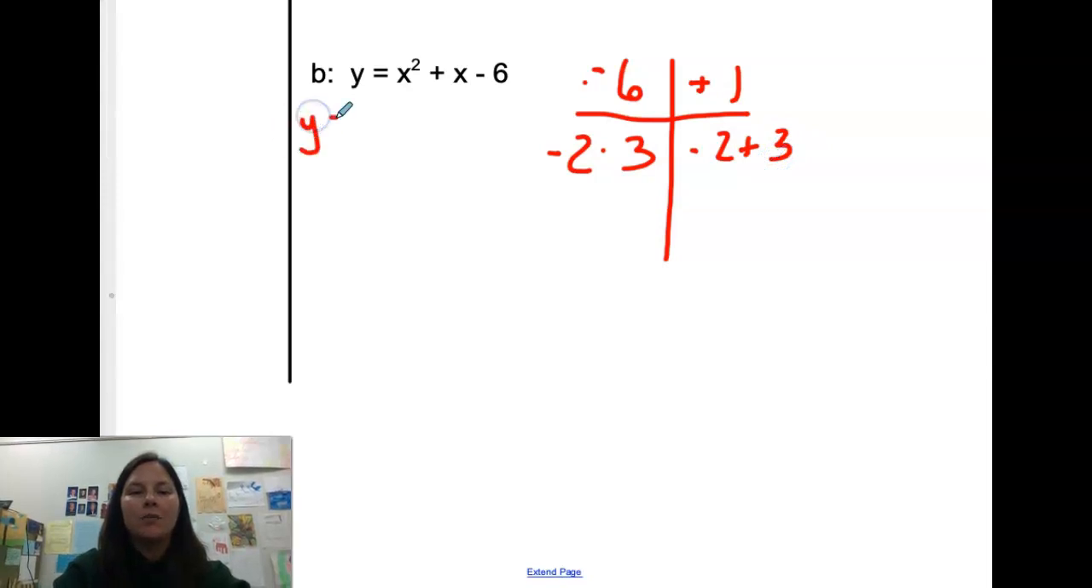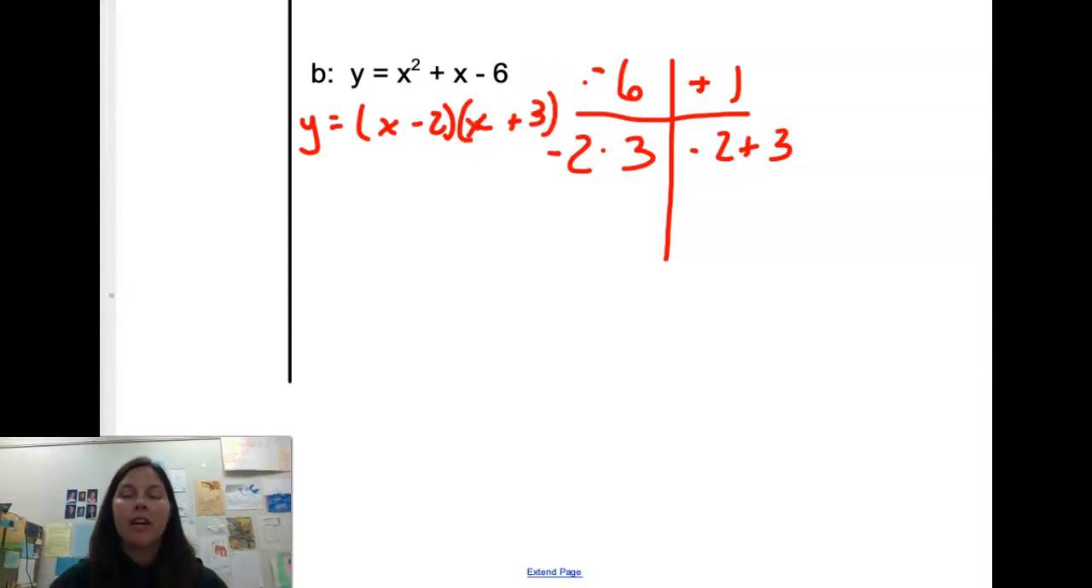So when we set this one up in factored form with our parentheses, we get x minus 2 times x plus 3.